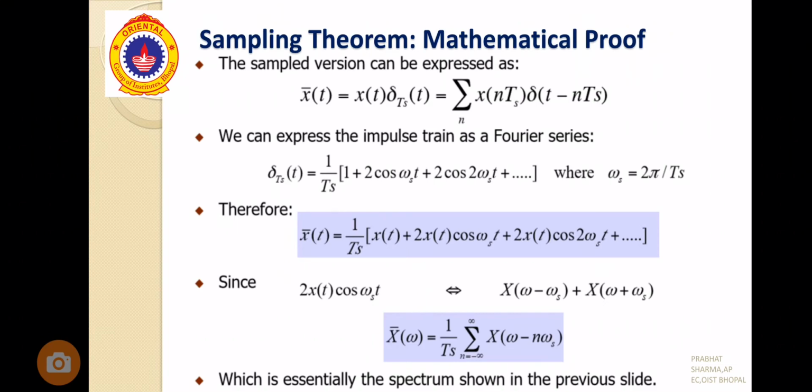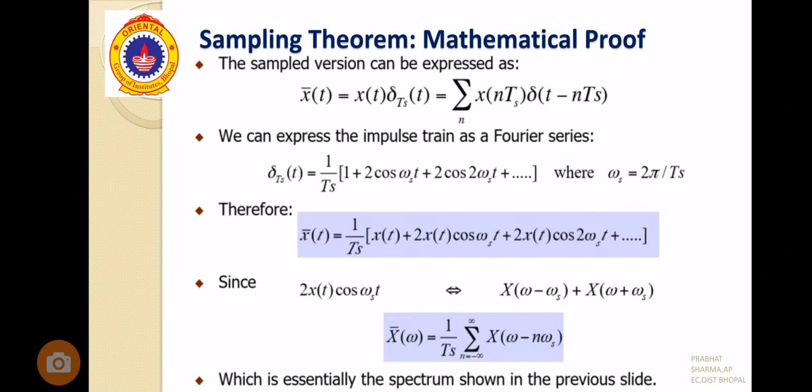ये आया आपकी प्रॉपर्टी से, xt मल्टीप्लाई विथ कॉस ओमेगा एस टी. ठीक है, हमने ये एनालॉग कम्युनिकेशन में न्यूमेरिकल सॉल्व किए हैं. एफ टी मल्टीप्लाइंग विथ कॉस फंक्शन, कॉस को हम एक्सपोनेंशियल में कन्वर्ट करेंगे, आपकी लग जाएगी फ्रिक्वेंसी शिफ्टिंग प्रॉपर्टी. सो बाय यूजिंग द फ्रिक्वेंसी शिफ्टिंग प्रॉपर्टी वी आर गेटिंग एक्स ऑफ ओमेगा माइनस ओमेगा एस प्लस एक्स ऑफ ओमेगा प्लस ओमेगा एस.